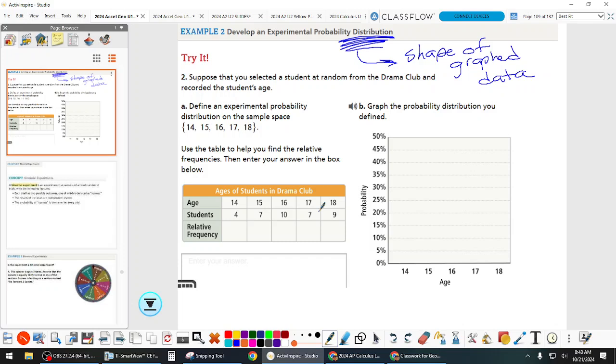Relative frequency means the percentage of the data that category represents. Okay? How do we find a percentage? And I don't want you thinking like this isn't combinatorics, it's not P of something yet. It's just a percentage of data. So how do we find a percent? The number divided by the total. Yeah, the number divided by the total. Okay, so we need the total students.